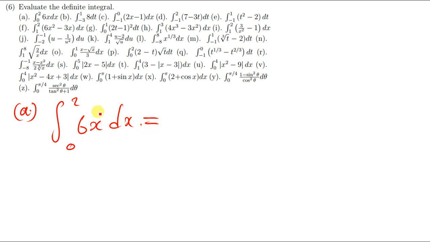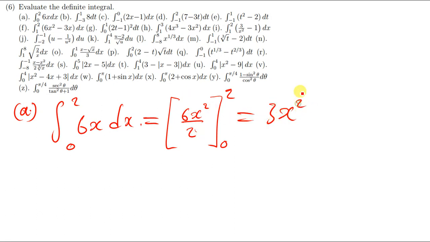So the first thing that you need to do with this question is integrate what you've been given. I'm going to open square brackets and put my integral inside there. Integrating 6x will give us 6x squared over 2, over the limits 0 and 2. So 6 over 2 is 3, and then you have x squared.